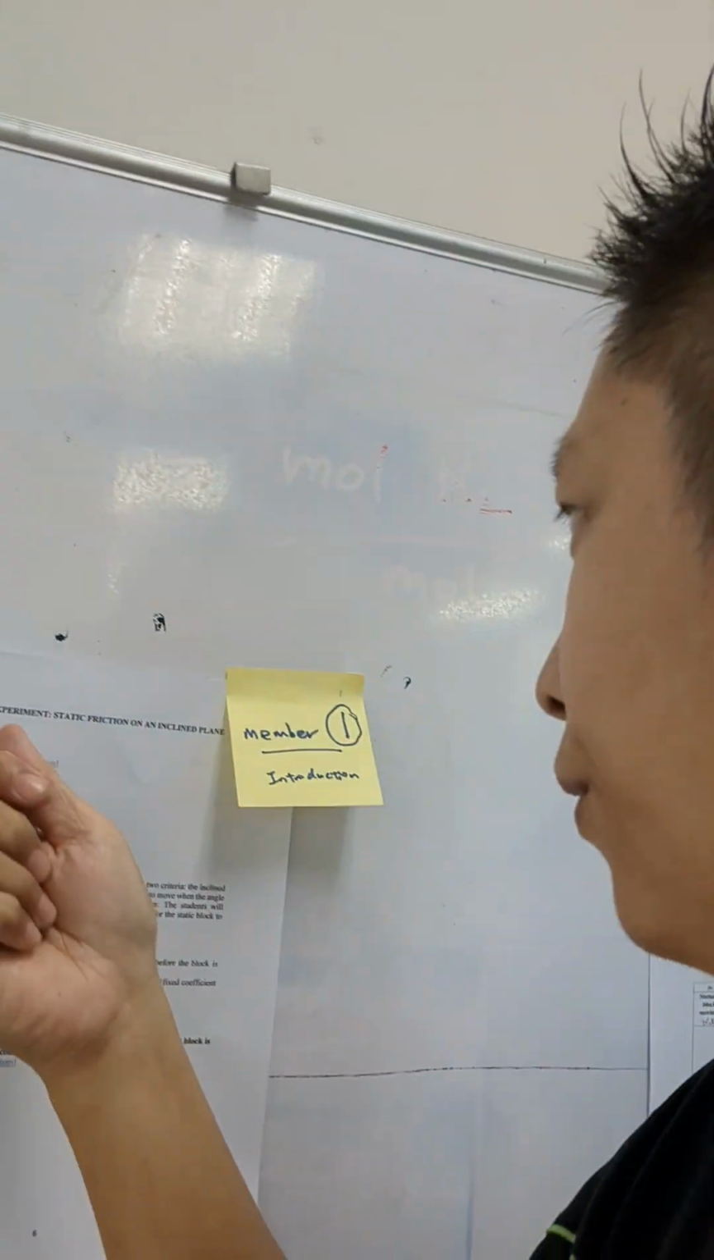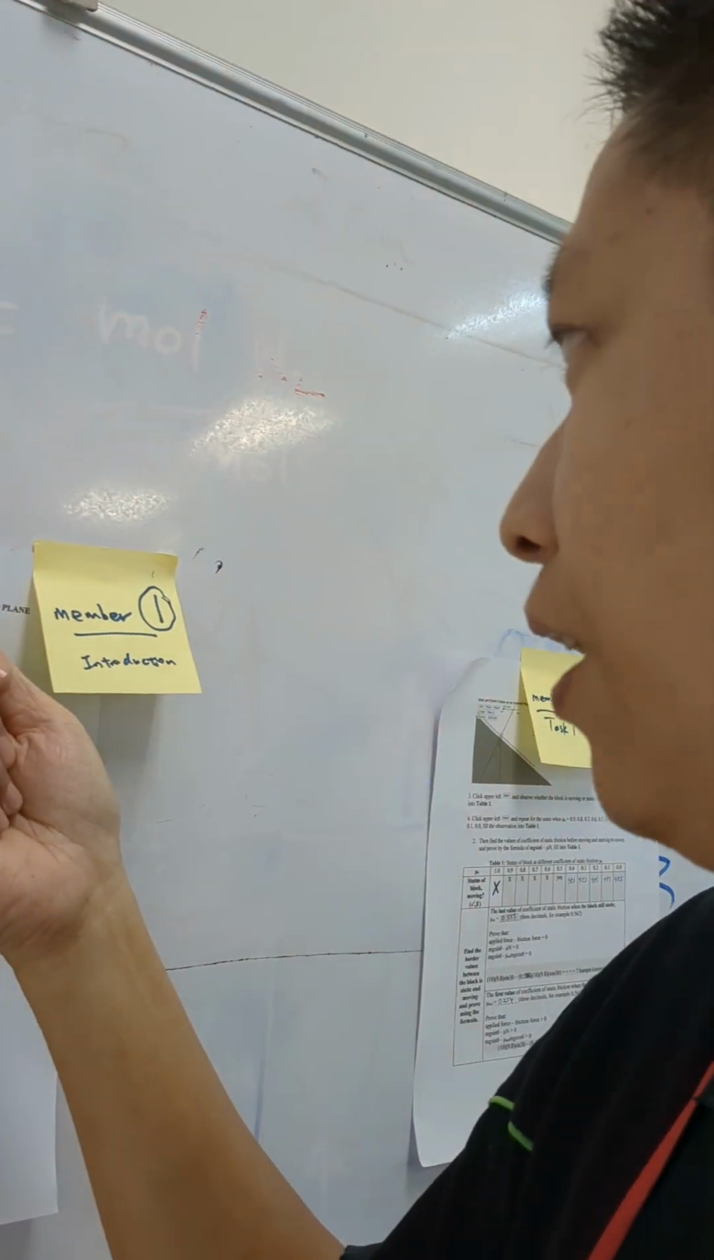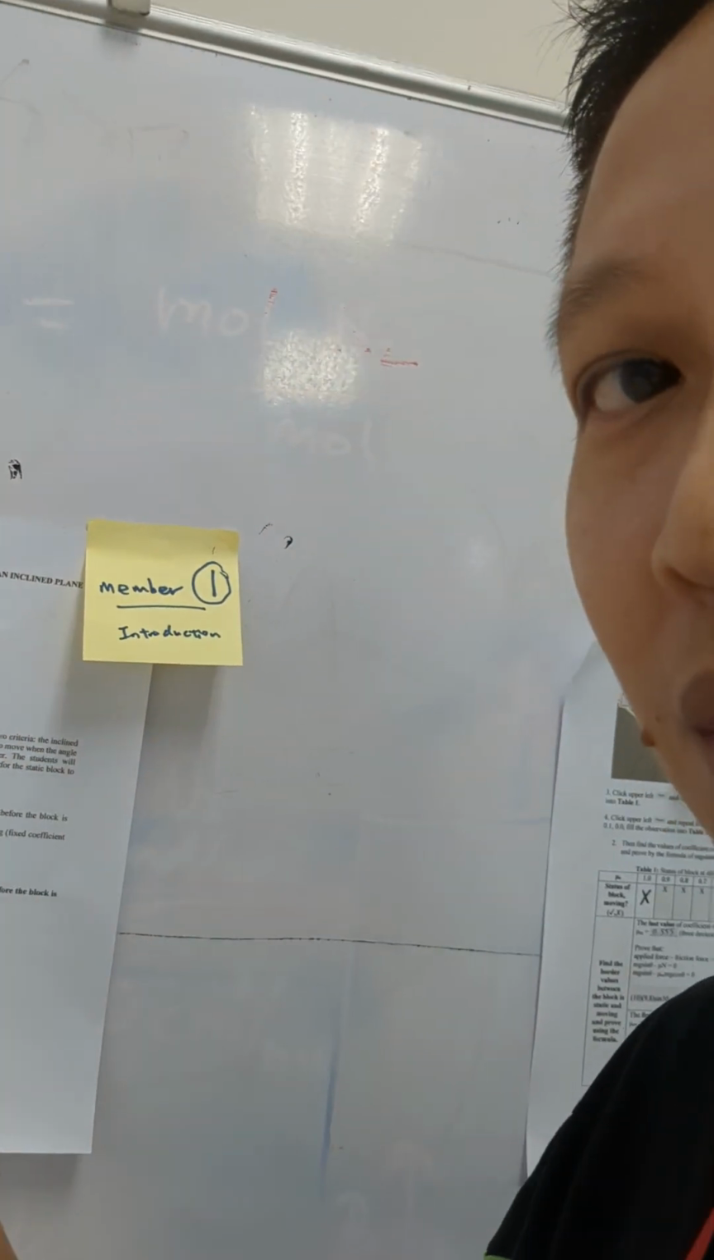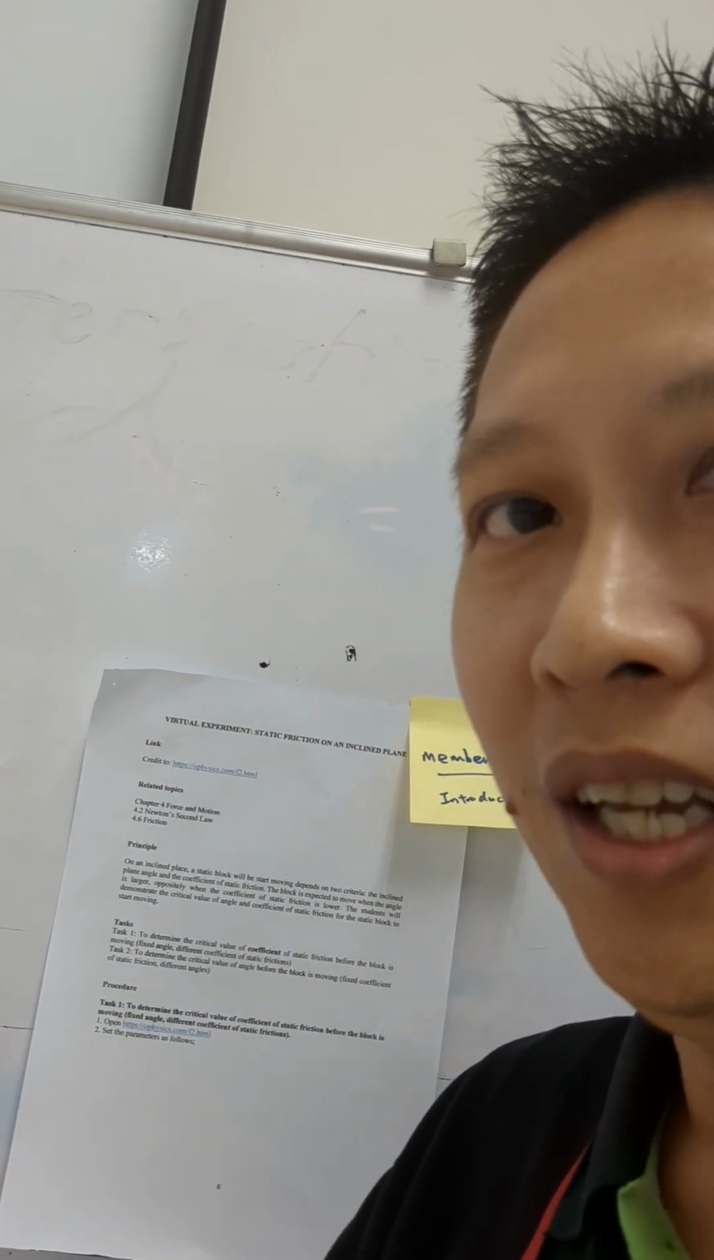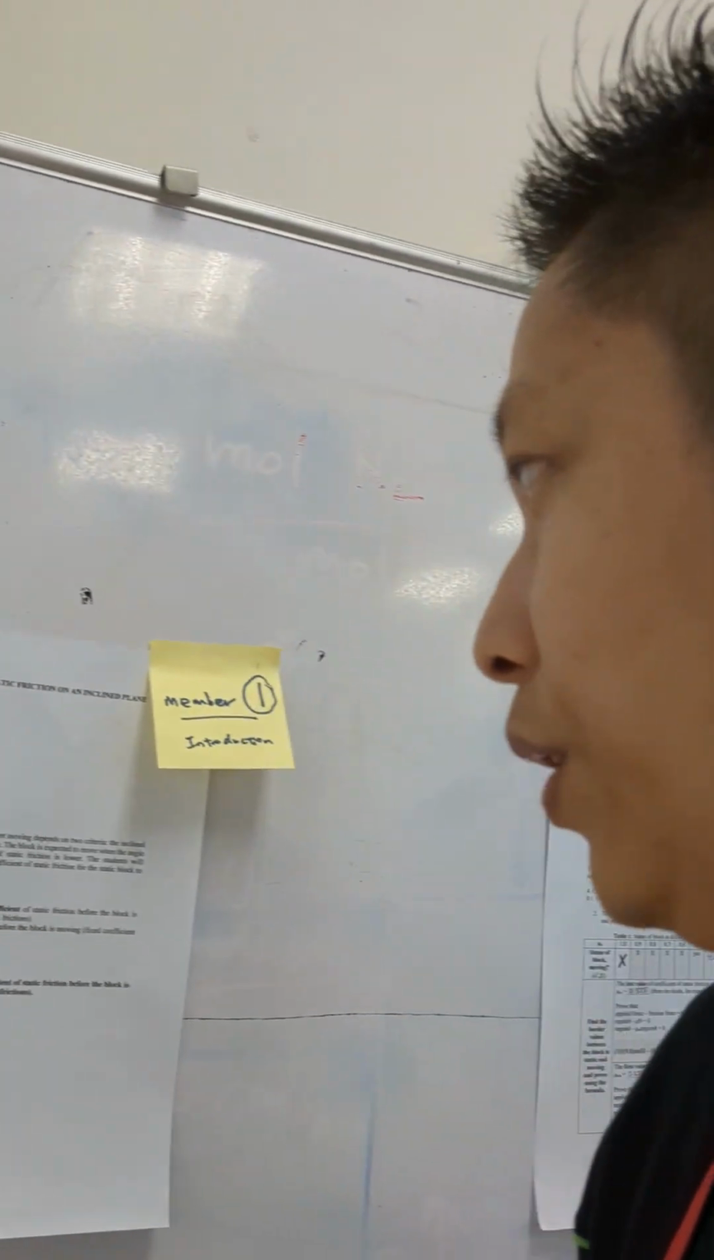Today we're going to explain how to conduct the experiment for static friction on an inclined plane. We're going to use a website to help us put in some of the numbers and see whether it can move the object or not. We're going to test two things.